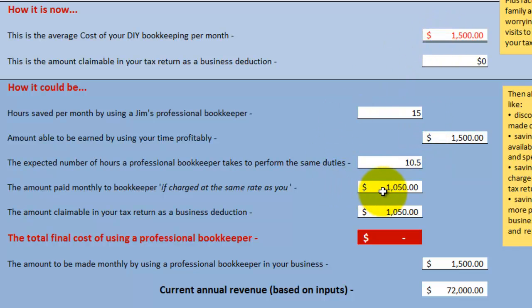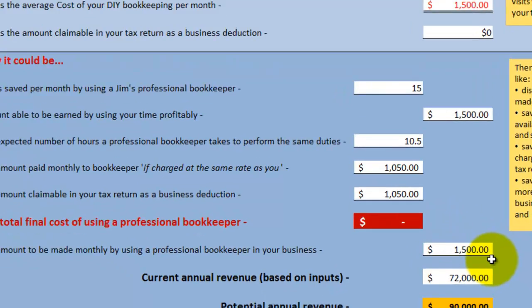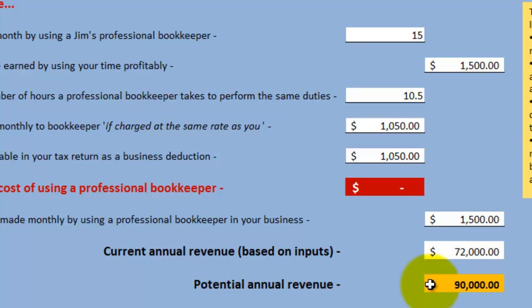However, because you're actually outsourcing this vital business activity to a qualified and recognised professional service, their fees are also claimable as a business-related expense. So in fact, this is what it's actually costing you to use a Jim's professional bookkeeper, which means that this is what you can make for your business by using the services of a Jim's bookkeeper. So this box here is showing you the results of tapping into that first area of your untapped growth potential for each year that you have a Jim's professional bookkeeper on your team.